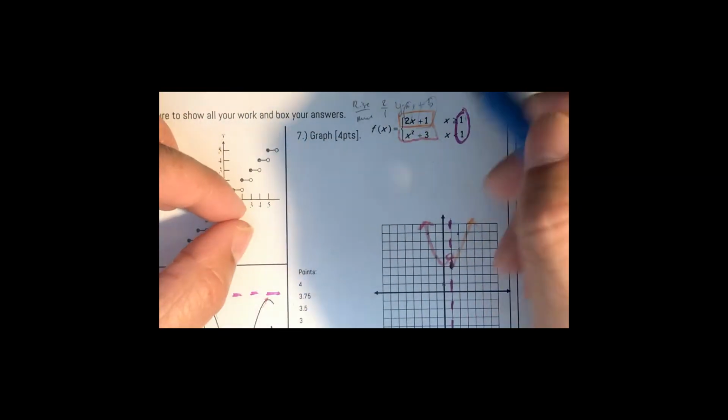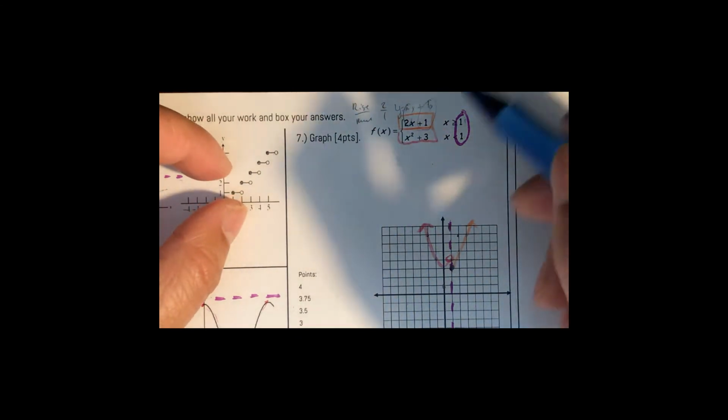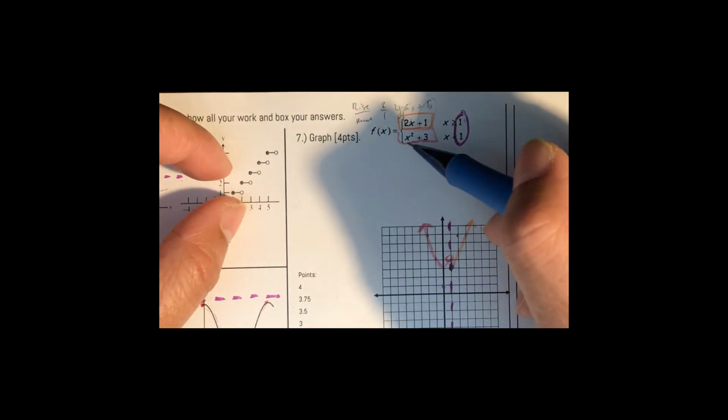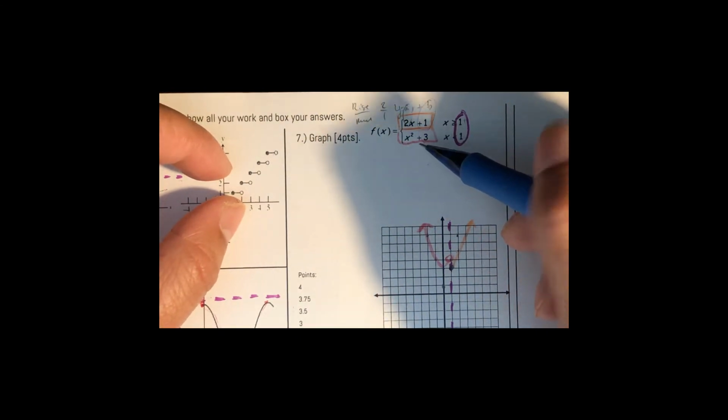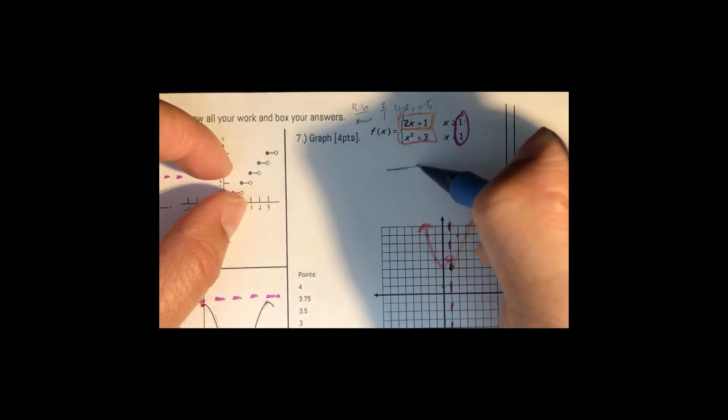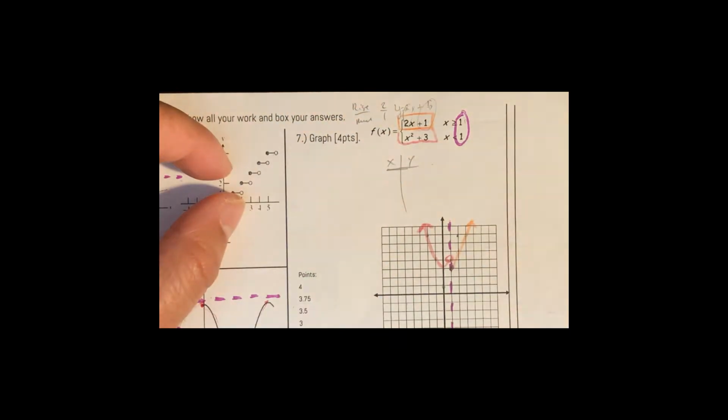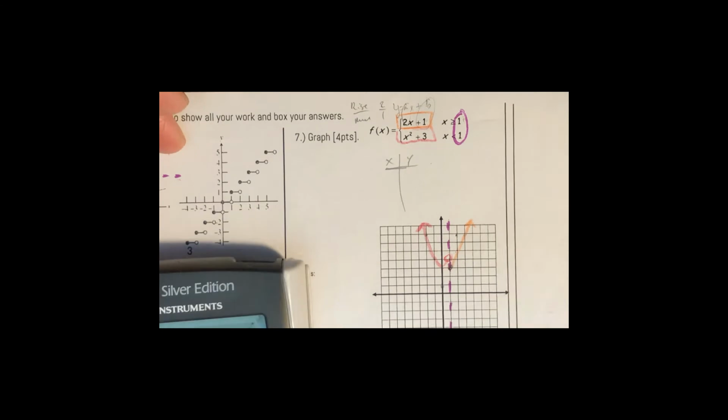X squared plus 3. Remember, you can always use a table of values, or if you didn't know, the parent function is just y equals x squared, but then it's shifted up 3 units. Again, you could have just used a table of values. Let me show you a table of values. And if you're smart, you can do something like this. X is less than 1.